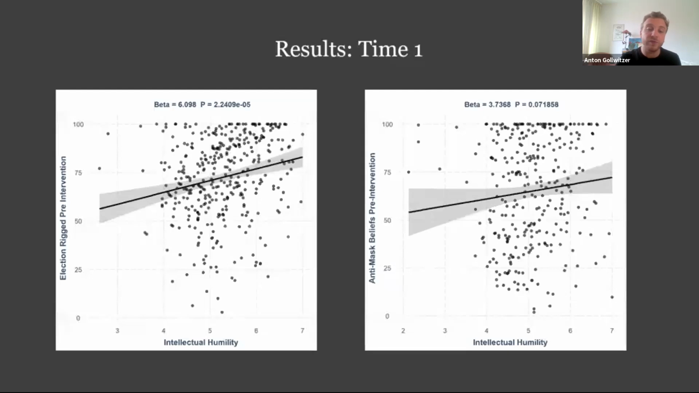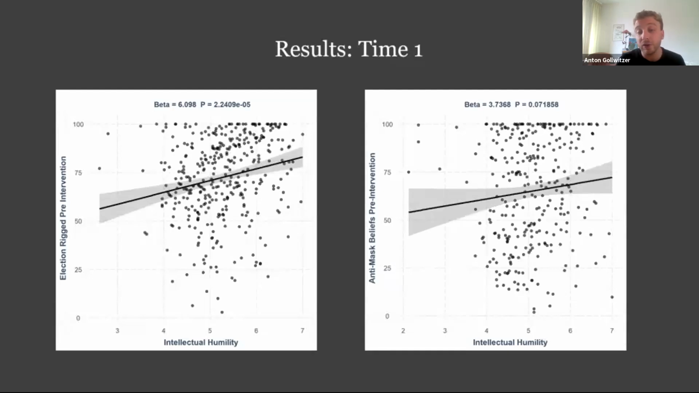Okay, so in terms of results, the first thing I want to show you is the link between intellectual humility and endorsing the false beliefs at baseline. So that is before participants saw any of the counter information, or those links. They weren't able to click on those yet. This is just at baseline. And this is what we find.